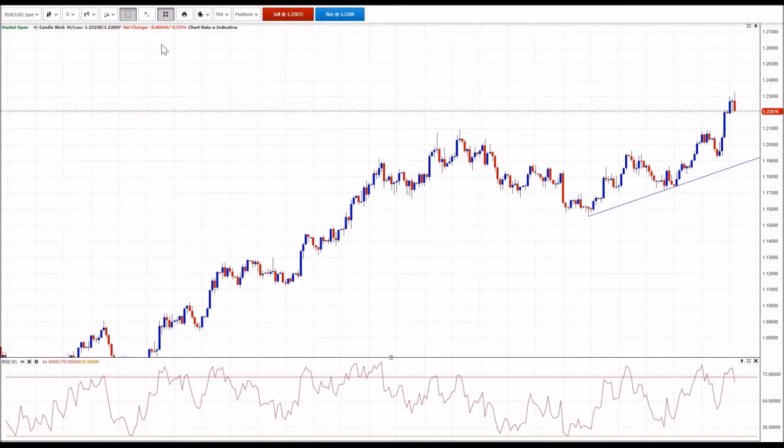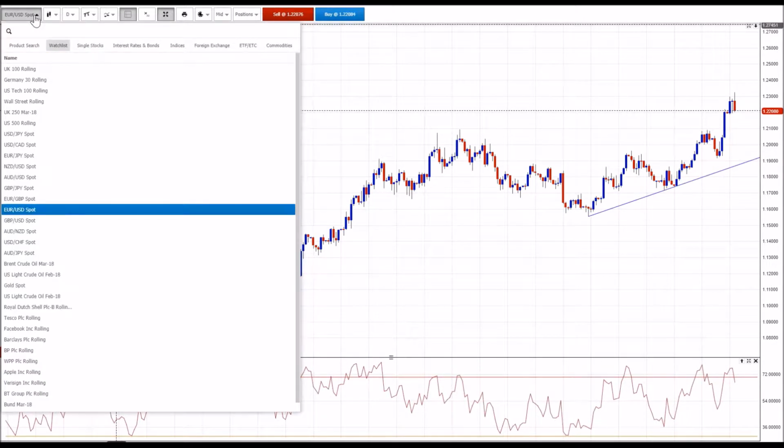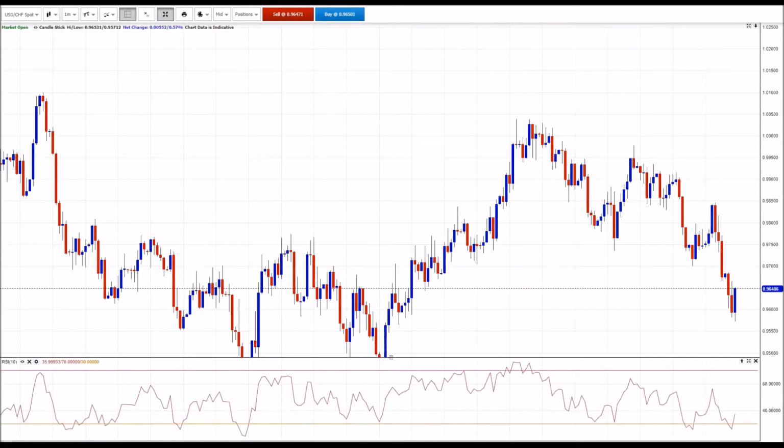So it's really interesting. I think the moves last week in the euro and the pound, at the beginning of the year, suggest that the trends that we saw last year for these two currencies against the US dollar are still very much intact. Let's look at the two other majors. A bit different story on the two others. Let's look at dollar Swiss and dollar Japanese yen.